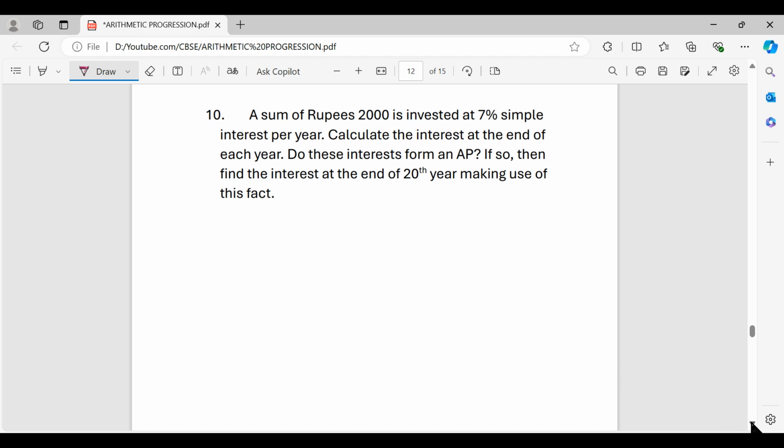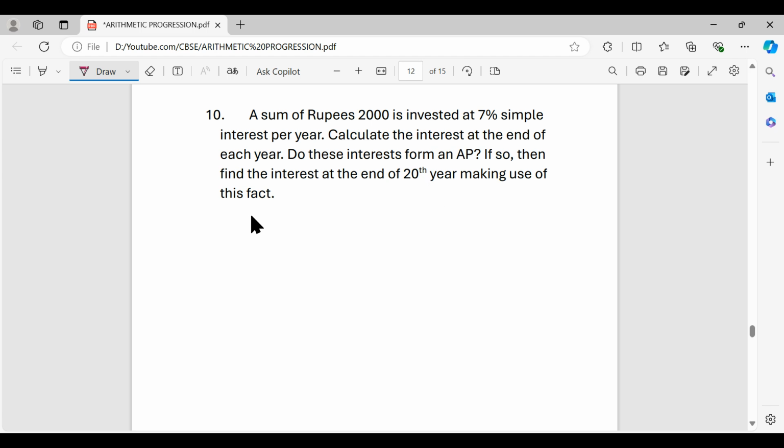A sum of rupees 2000 is invested at 7% simple interest per year. Calculate the interest at the end of each year. Do these interests form an AP? If so, then find the interest at the end of 20 years, making use of this fact.